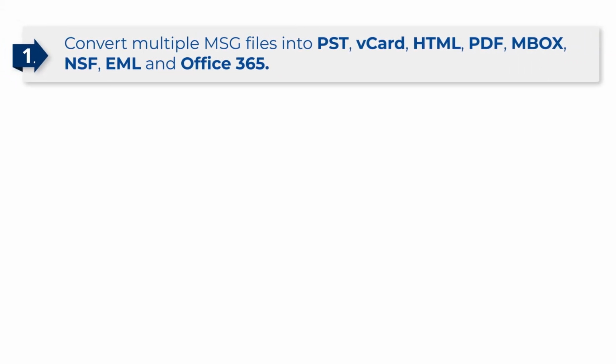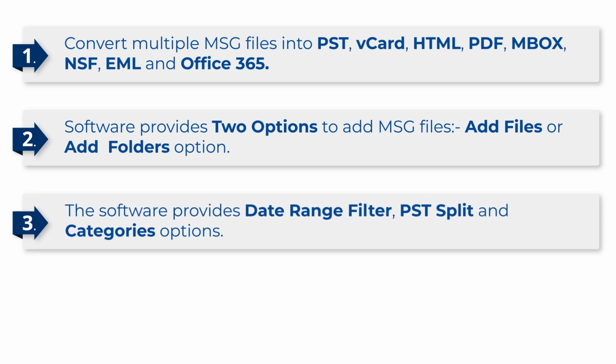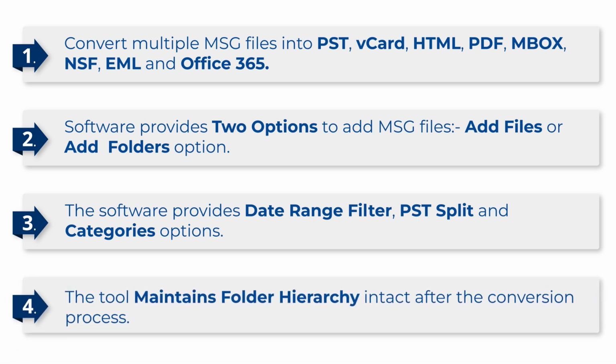Mac MSG Converter tool convert multiple MSG files into PST, vCard, HTML, PDF, MBox, NSF, EML, and Office 365. The tool provides two options to add MSG files. Add files or add folders option. The software provides advanced settings option which have date range filter, PST split, and categories options. The tool maintains folder hierarchy intact after the conversion process.